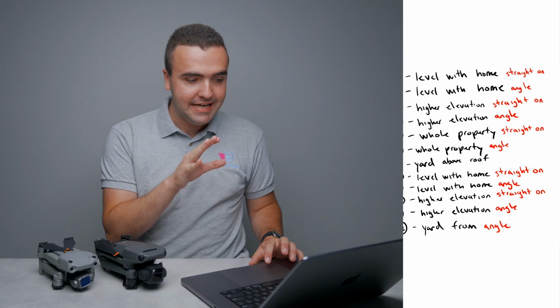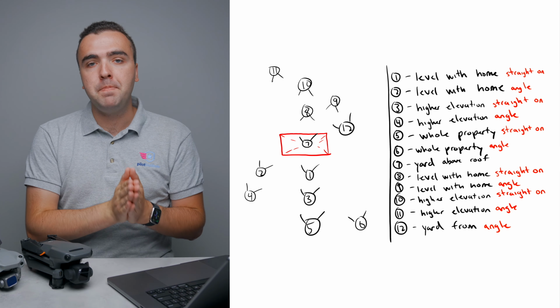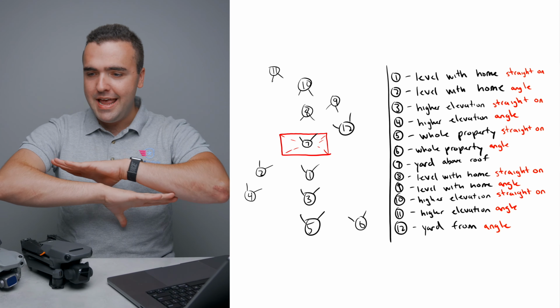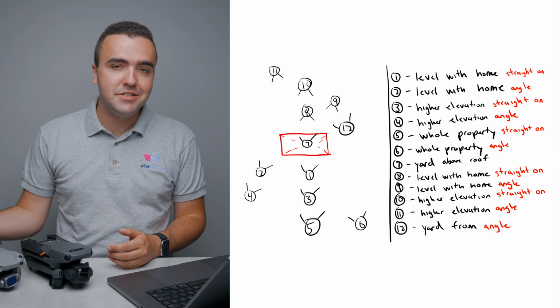So I've actually made a diagram here, and this diagram is the exact way I would photograph a property each and every single time if I was, say, on a nice open plot of land with no trees in the way. But of course, that isn't what we get every single time.